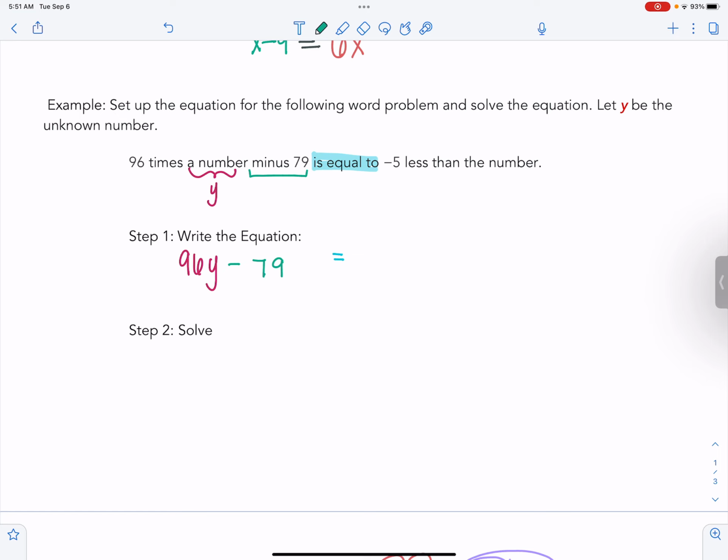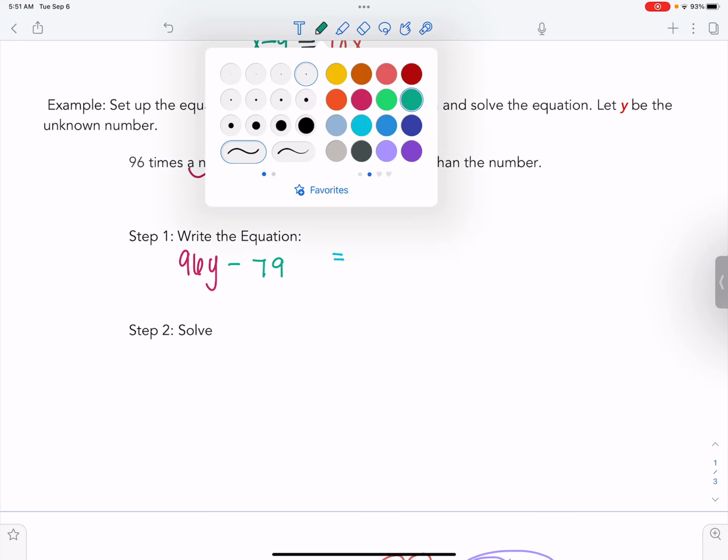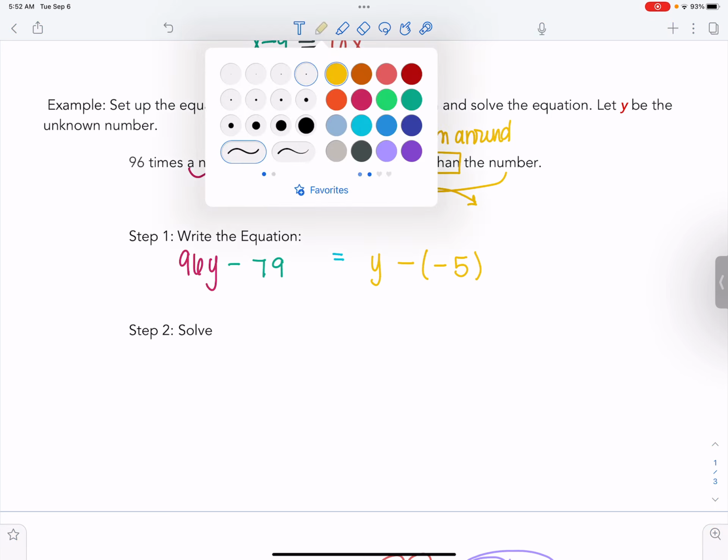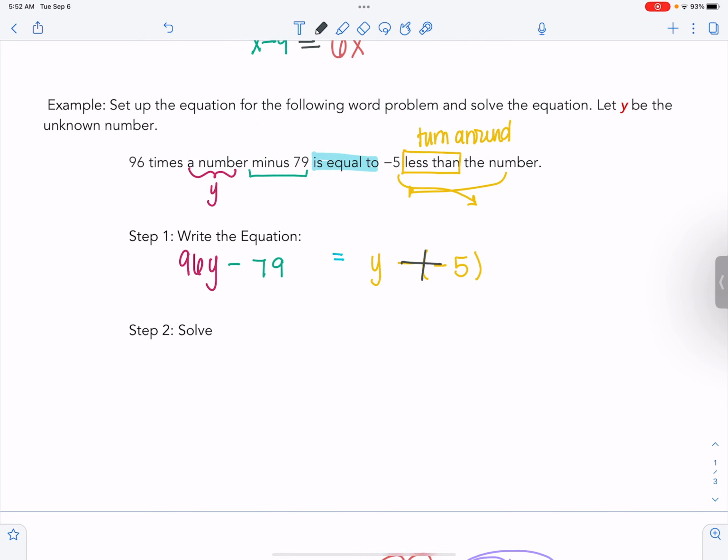The right side, negative 5 less than a number. Be very careful on that less than. Remember, that's a turnaround word, which means I'm going to flip that order. So I'm going to have the number y minus negative 5. And so now I've got this weird minus a negative. I do want to rewrite that as an addition sign. And so my final equation will be 96y minus 79 equals y plus 5.